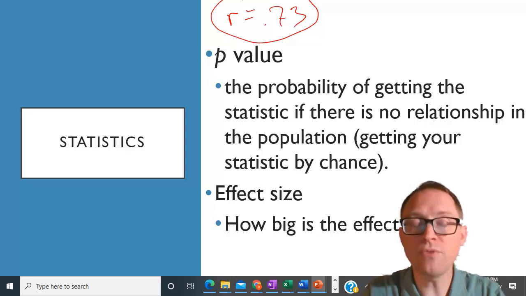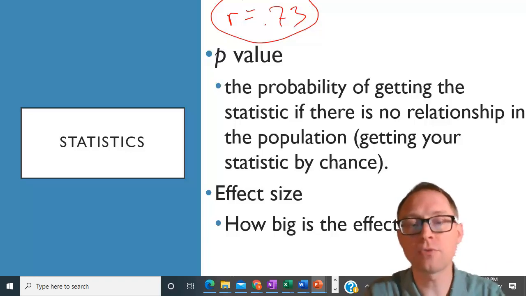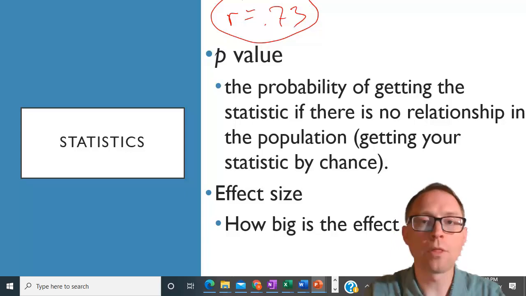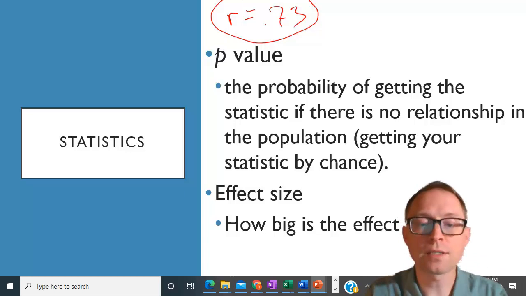How big the effect is means how much does studying affect your grades. That's the effect size. How big is the effect? The p-value just says whether or not you could have gotten that value by chance, but the effect size says how big is the effect.